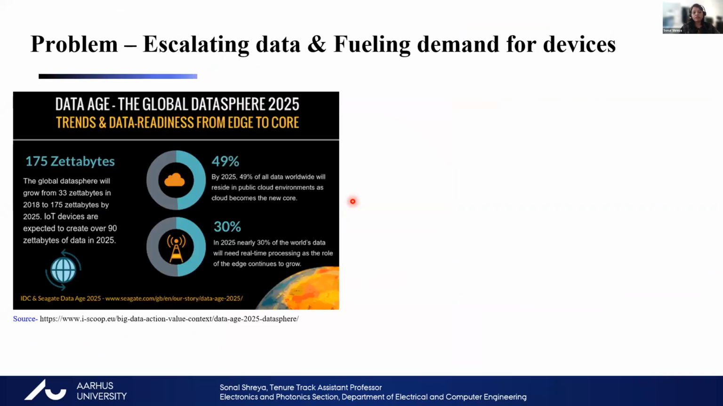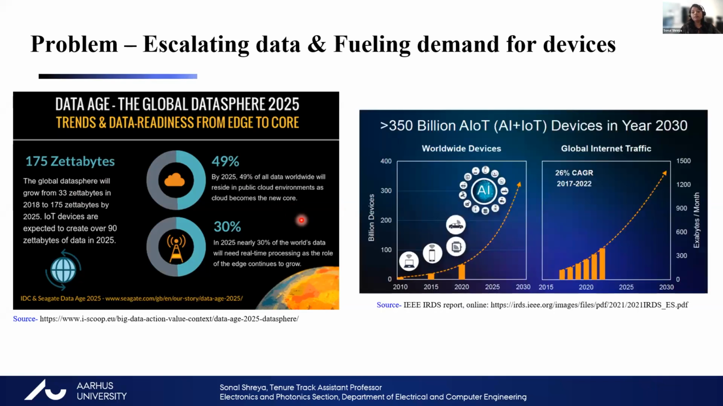The problem that we are looking forward to solve is that of escalating data. Currently we are in 2023, and by 2025 the data is expected to increase to 175 zettabytes, according to a recent study. With this swelling amount of data, we are also increasing the AI and IoT devices, and all these devices also need parallel processing, more security and data privacy. And we want to process the data at the same time for real time processing and edge applications.